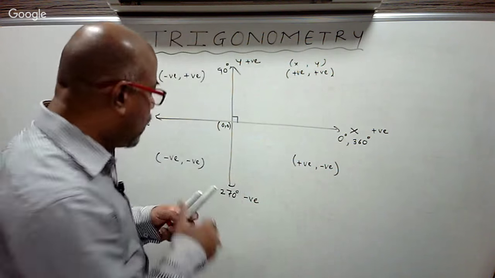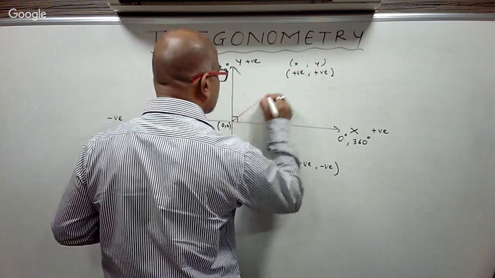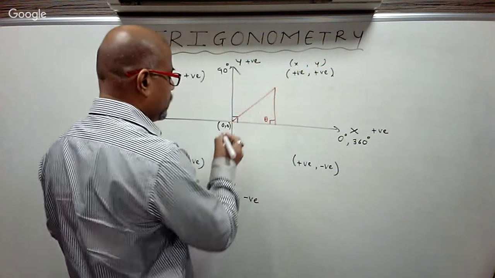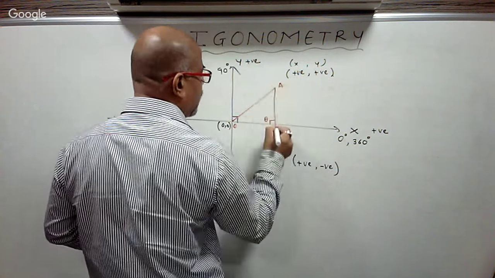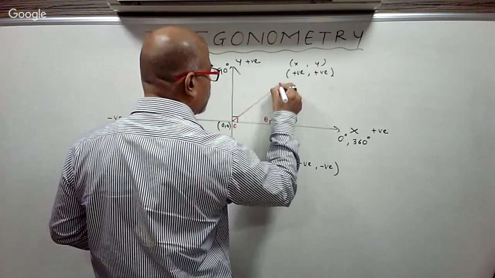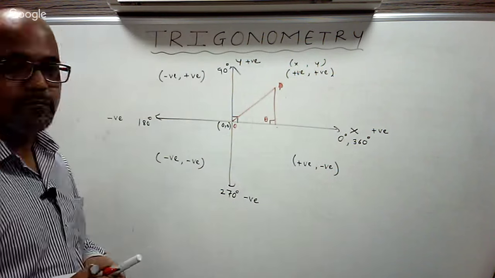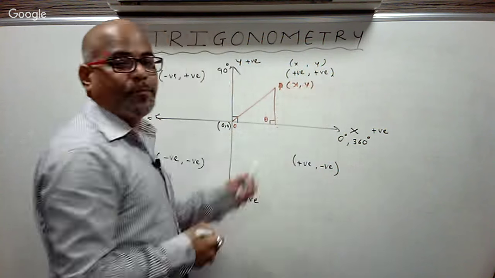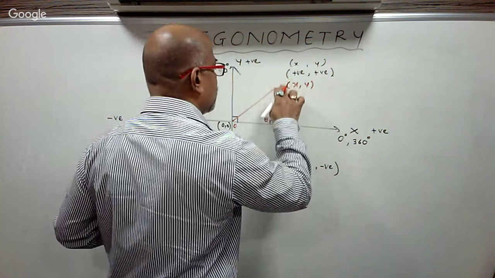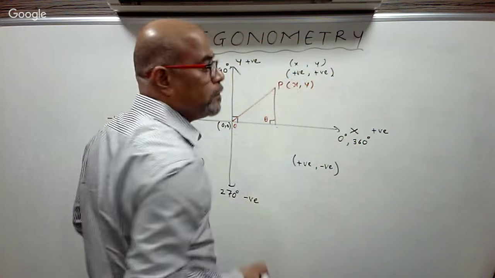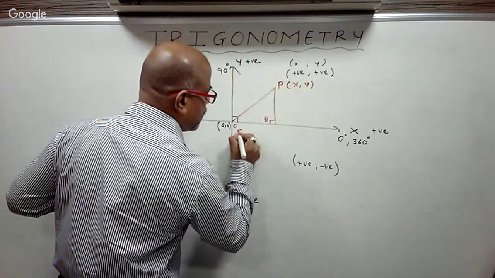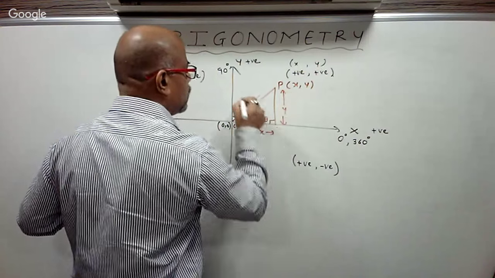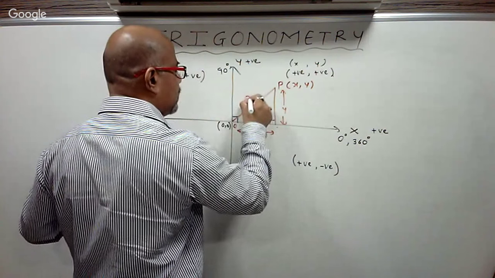Now I am going to draw a right angle triangle. This angle is theta. The origin is O, here I write A, and this point we consider as P. The coordinates of P we consider as (x, y). Since P is in the first quadrant, both the values are positive. That means this distance equals x and this one equals y. This hypotenuse OP we consider as r.